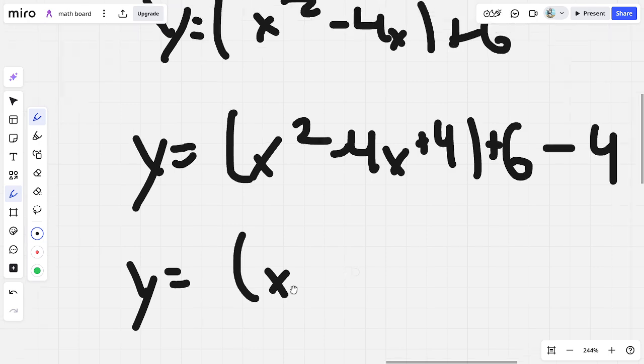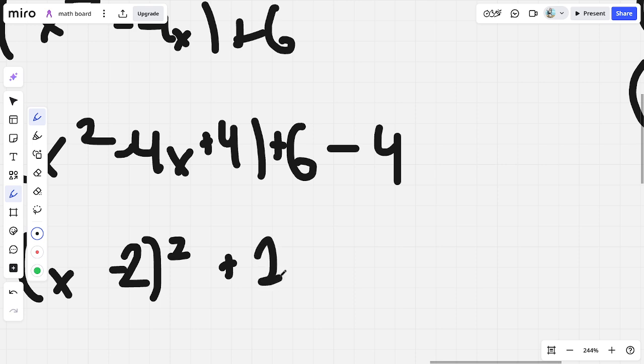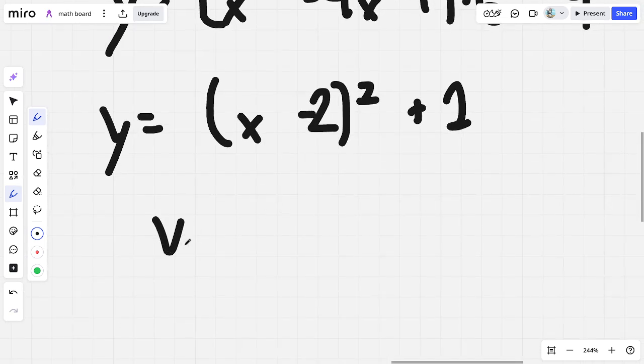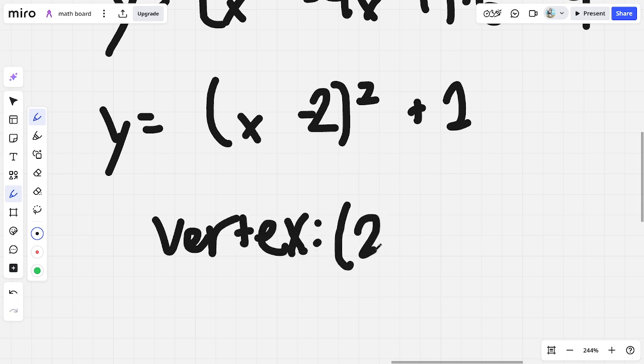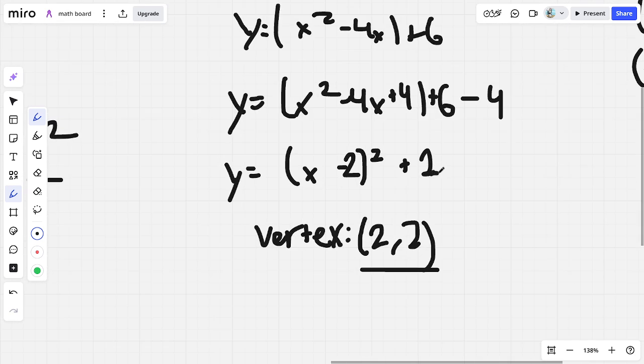So x minus 2 squared plus 6 minus 4, 2. So that means our vertex is going to be 2, 2. There you go.